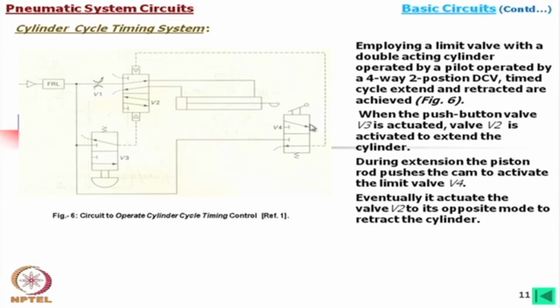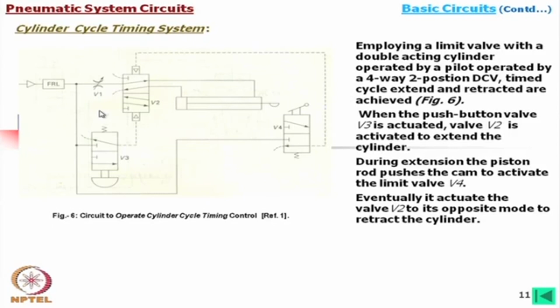Eventually, it actuates the valve V2. So, when it is pushed, it operates valve V2 to its opposite mode to retract the cylinder. That means we are pushing it. Some operation is being done, but when it touches, it automatically retracts.